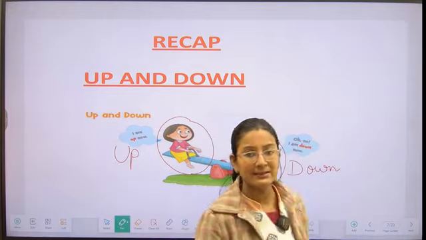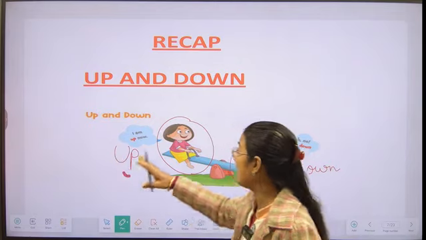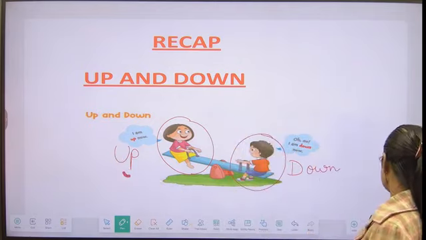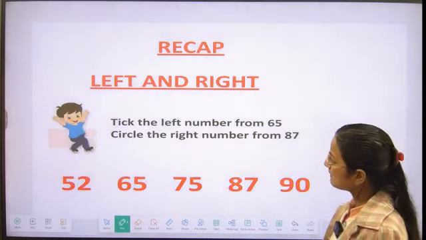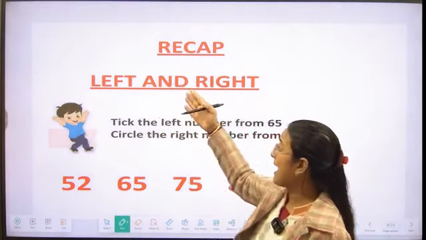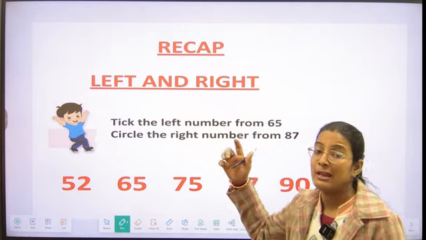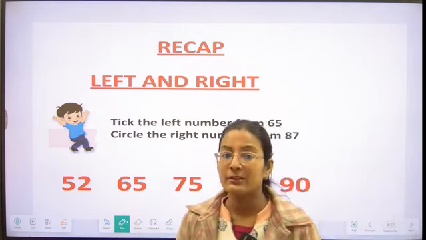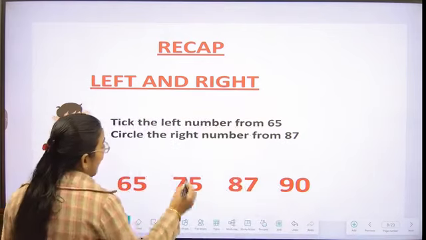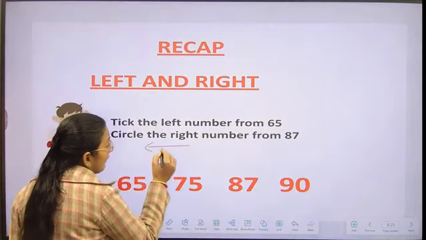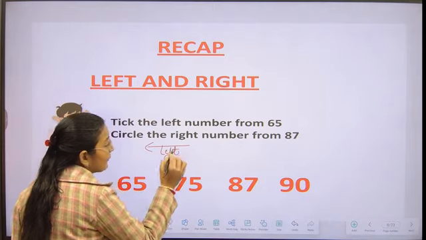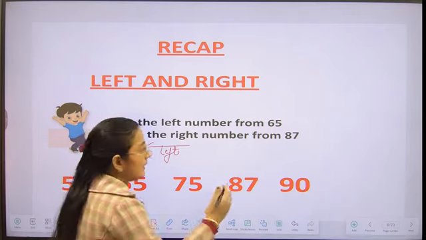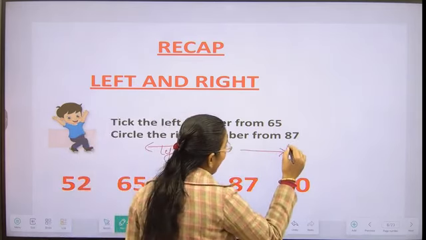Everyone is understanding where we are using up and where we are using down. Let's revise the next concept. Our next concept is left and right. In the left and right concept, I have told you that whatever things are kept on my left hand, we are using the word left for that. और जो चीजें हमारे राइट हैंड साइड की तरफ होंगी, we are using right for that.